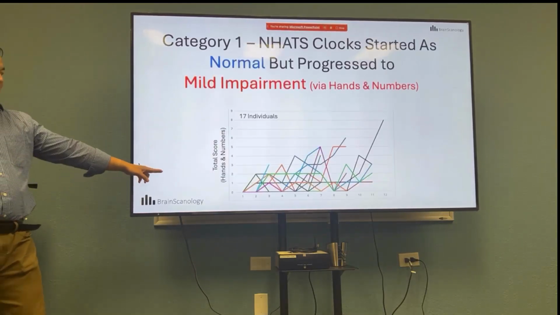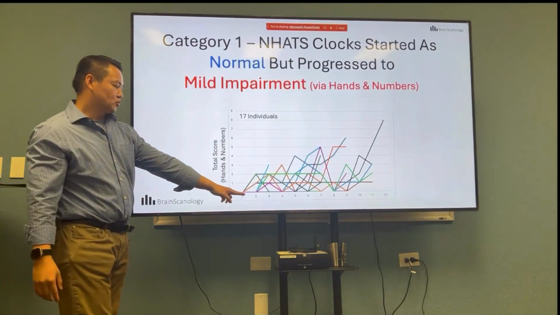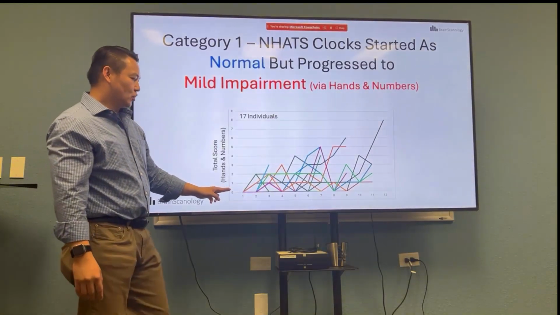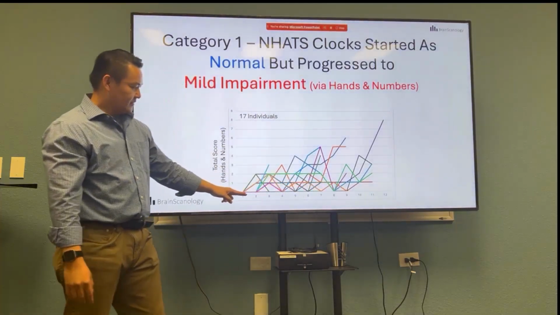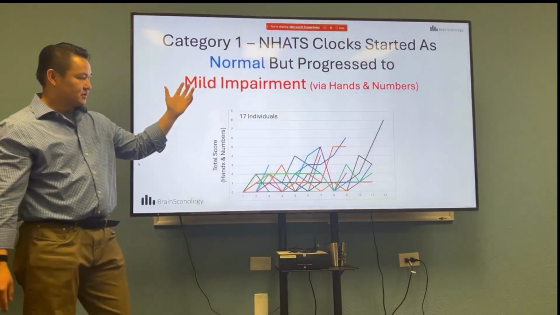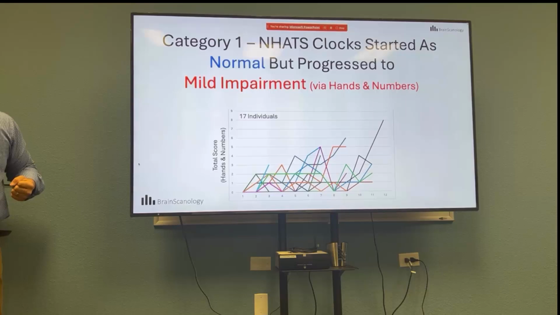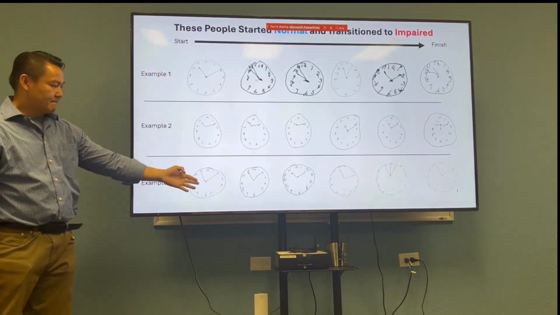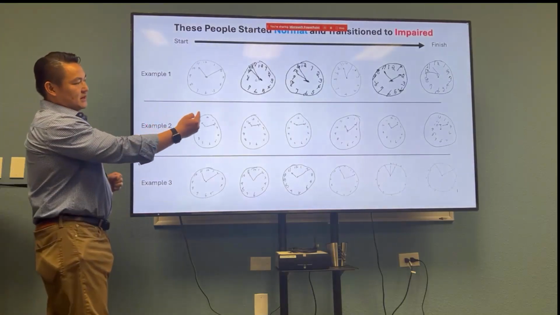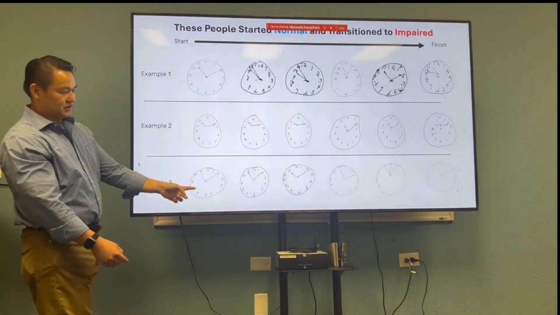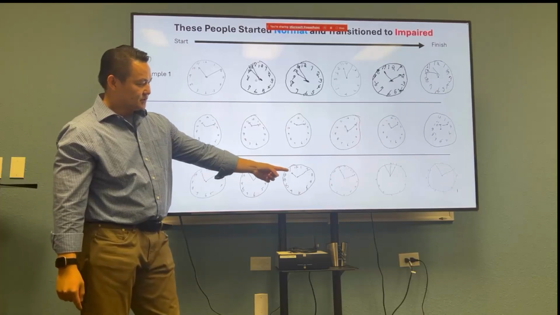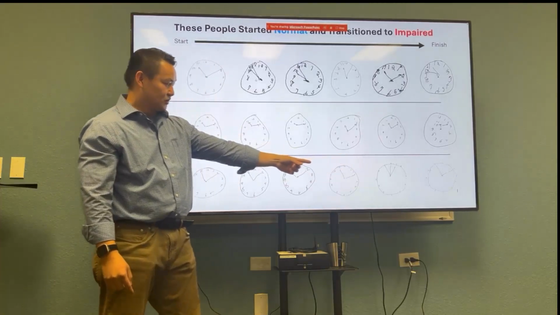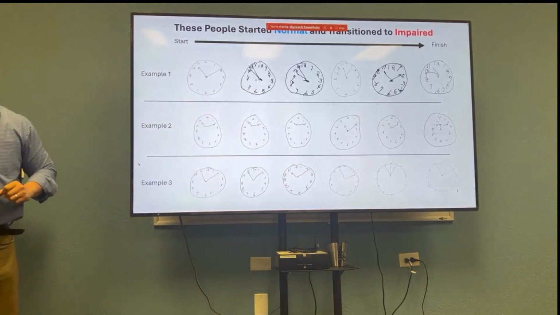These are people who all started normal. Their scores were 0, but through the course of the 12-year study, they got worse through the hands and numbers. That's how we know they have cognitive decline. Here's an example of the series. They all start normal, but each subsequent year it gets worse. You see this person here? Eventually, the numbers end up outside. There are multiple hands, things like that.